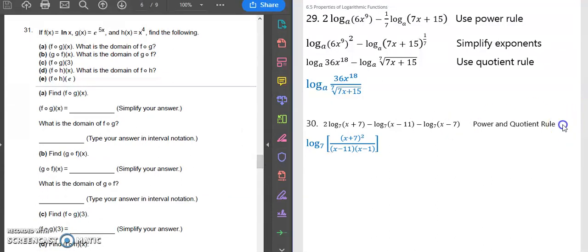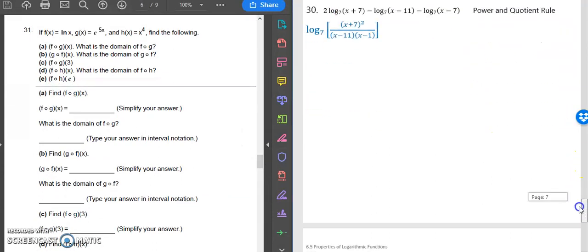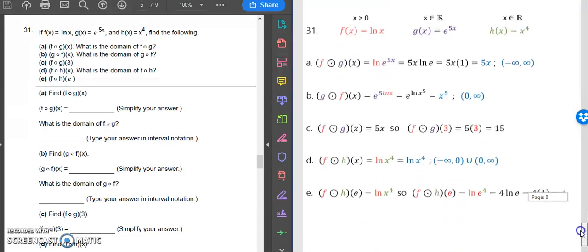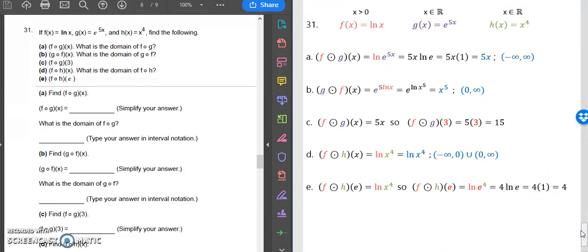So now we see with problem number 31, we get back into the problems with multiple parts. They give us three different functions, and they ask us to apply some rules, some transformations to them. So we need to evaluate those. For part A, they say what is f of g of x.